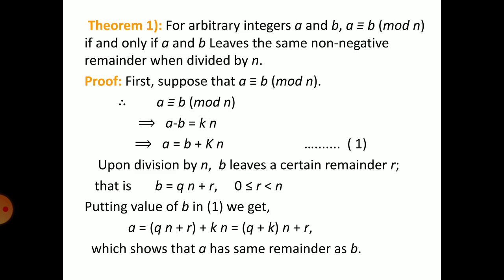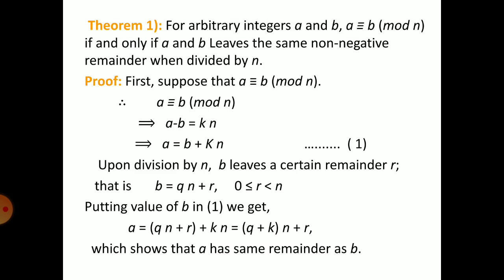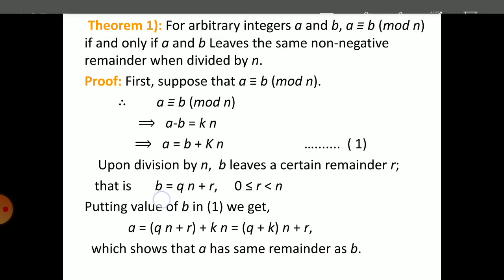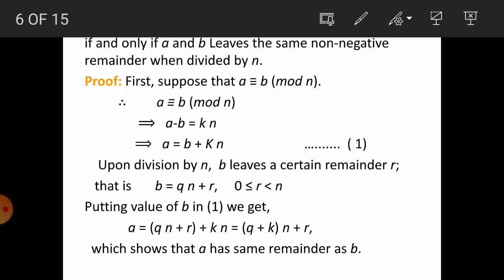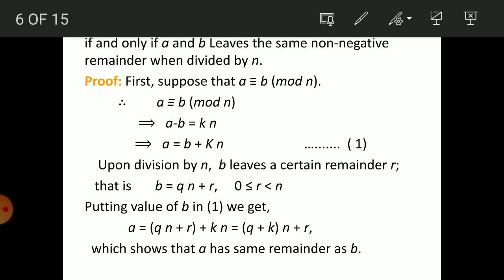Now again we shall apply the division algorithm, taking q plus k as the quotient and r as the remainder. That means when we divide a by n, we get remainder r. Already we know that when we divide b by n, we get the remainder r. So when we divide a and b by n, we get the same remainder r. We have shown that a has the same remainder as b.